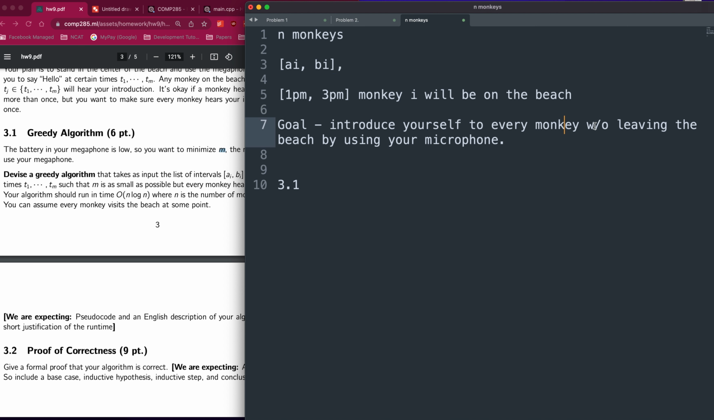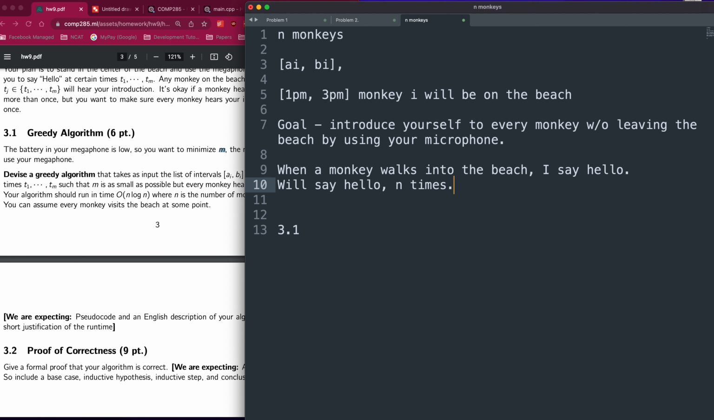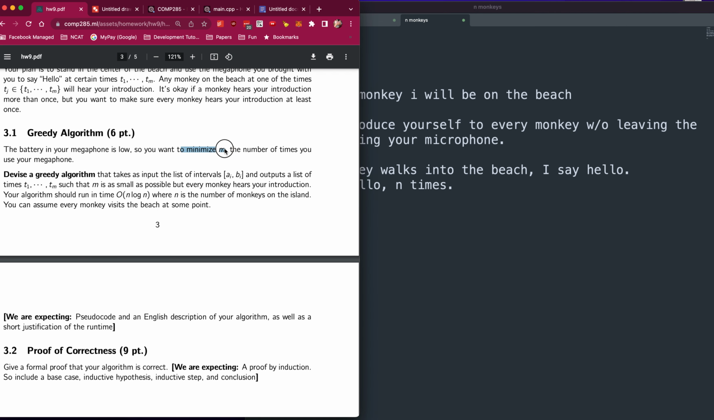So the goal is to introduce yourself to every monkey without leaving the beach, by using your microphone. So obviously what you could do is just say hello when a monkey walks onto the beach. So that means you will say hello n times, because there are n monkeys. And you could just say, well, every time a new monkey comes on, I'll just say hello to him, right? However, what you want to do for 3.1 is, it says you have low battery, so you want to minimize m.